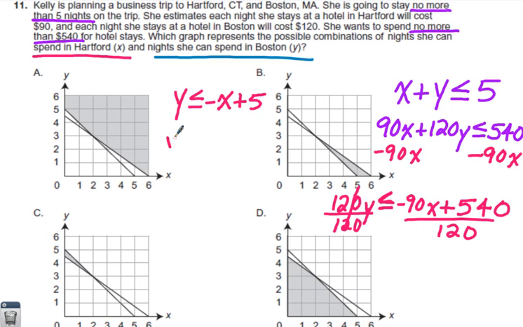So over here I'm going to get y is less than or equal to, all right, negative 90 divided by 120. That's not clean division, so that's going to stay as a fraction, but can that fraction reduce? Negative 90 over 120? Yeah, that should be negative 3/4 x. And then the 540 divided by 120, gosh, what is that? 540 divided by 120, that should be 4.5. Okay?